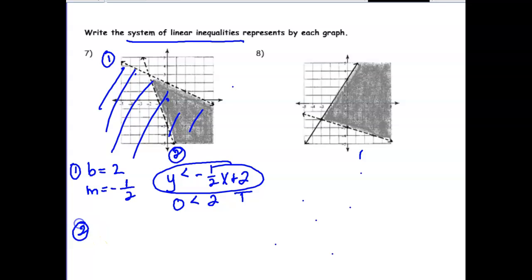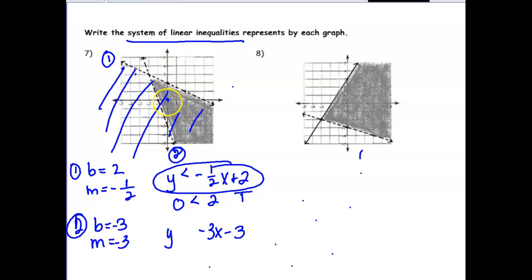Now the second equation. If I look at that, my y-intercept is going to be at negative 1, and my slope, we're looking at number 7, so that one's a little bit off. Hold on. Okay, for my second one, my y-intercept is at negative 3, and my slope is also negative 3. It is also dashed, so I know it's going to be greater than or less than, but I'm going to put in negative 3x minus 3.